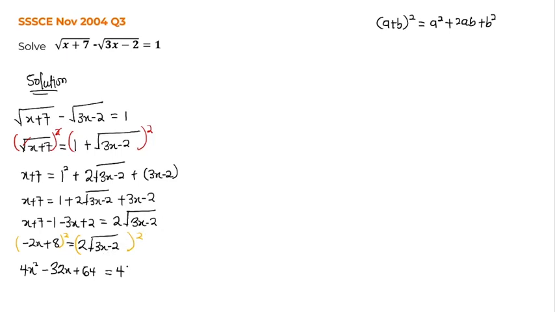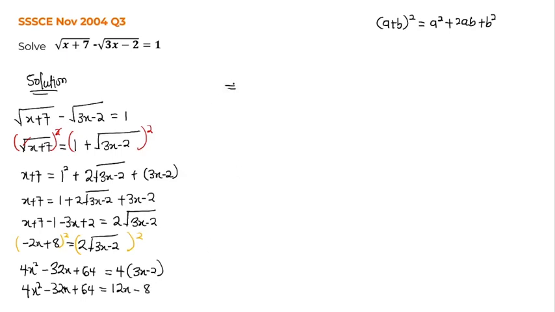This will nullify the root. I only have 3x minus 2 over here. So from here I can expand this bracket and group like terms. So I have here 4x squared minus 32x plus 64 is equal to 12x minus 8.